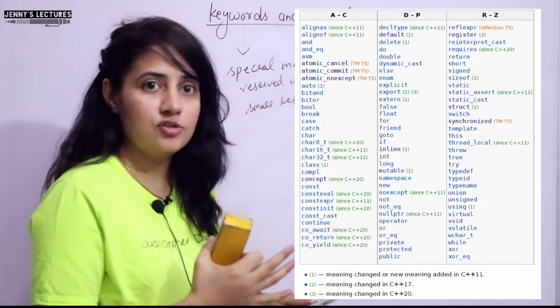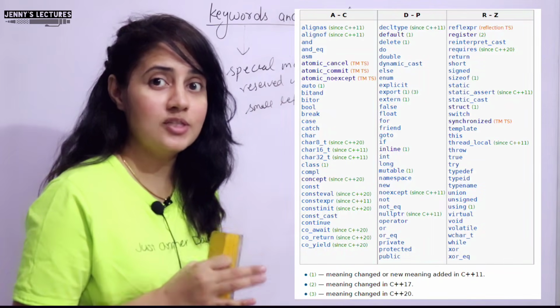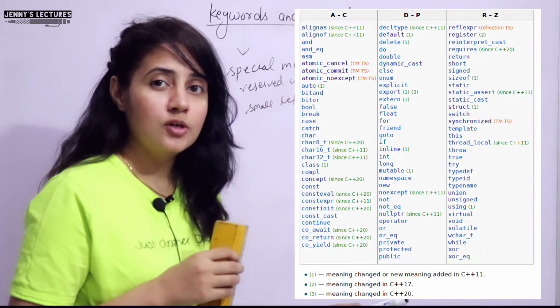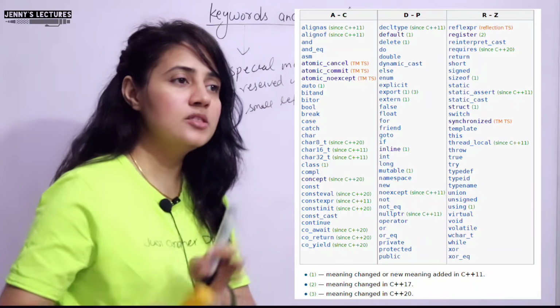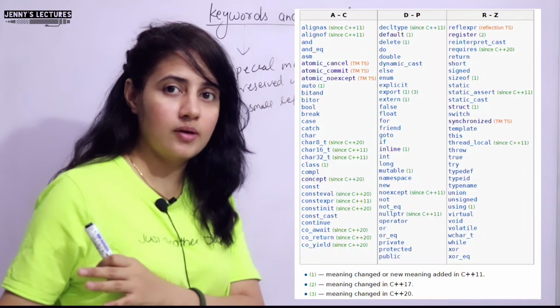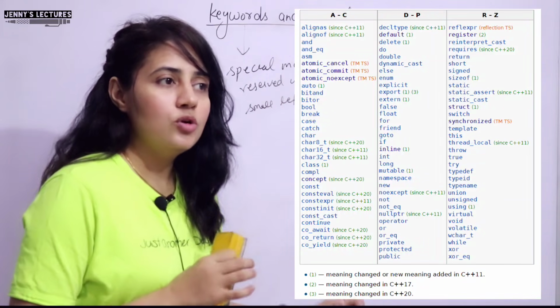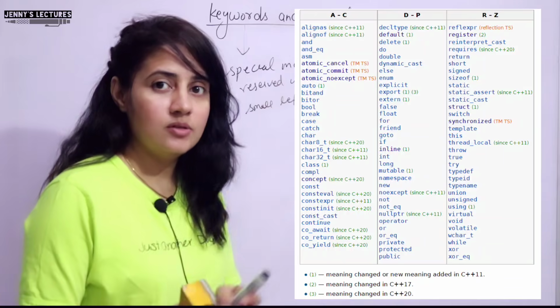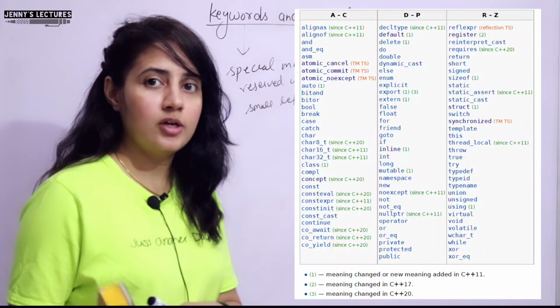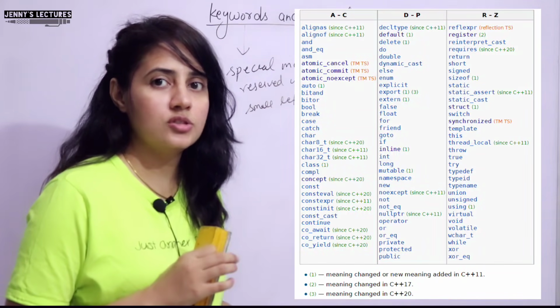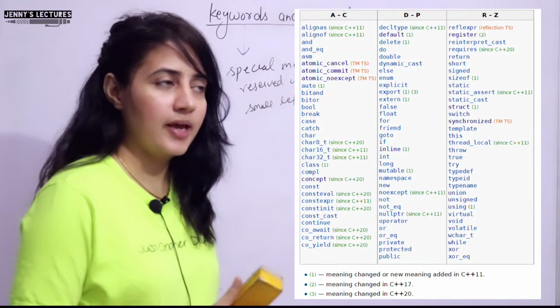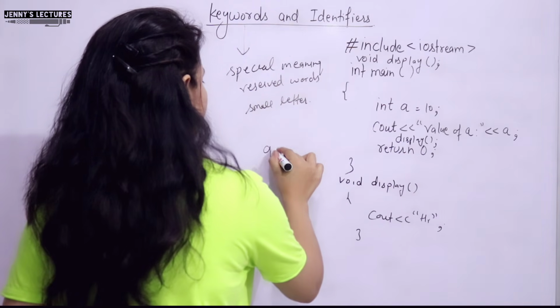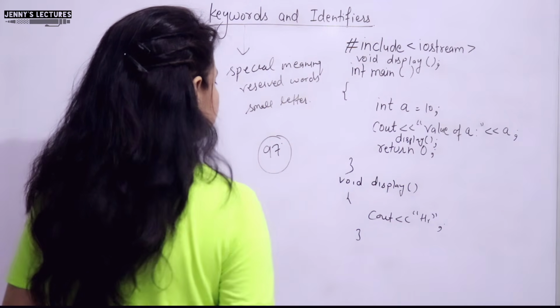This is the list of keywords we have in C++. In C we have 32 keywords. C++ is a superset of C, so those 32 would be in C++, plus some extra keywords are also there, right? Some keywords were added in C++11, then 14, then 17, then 20. So this is the list of all the keywords. I think the total is 95 or 97. You can count these keywords. I guess these are 97 keywords in total, right?